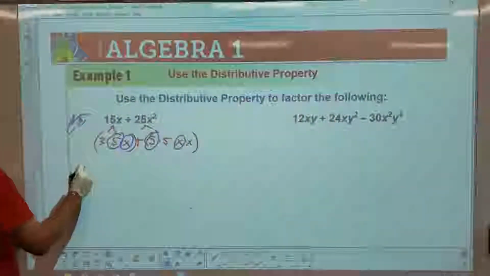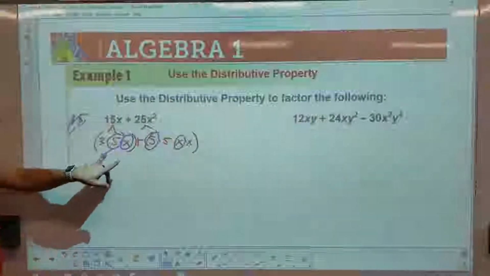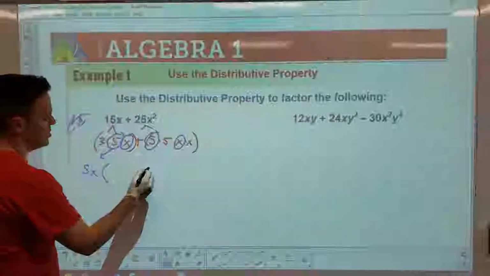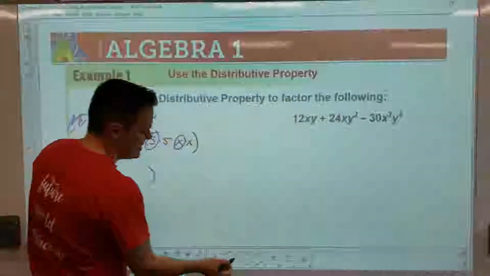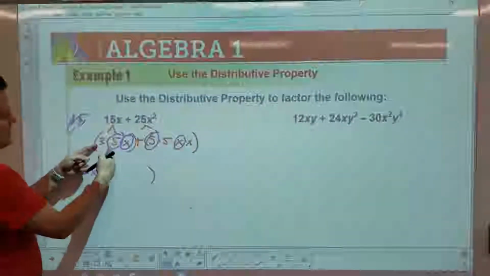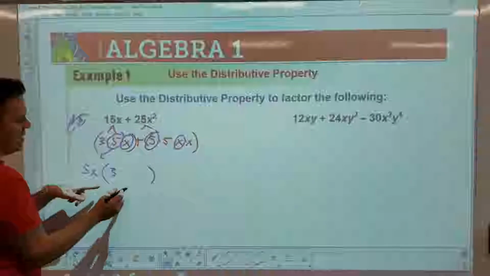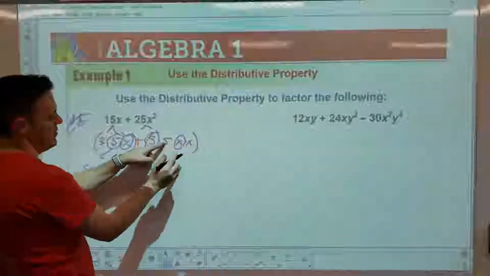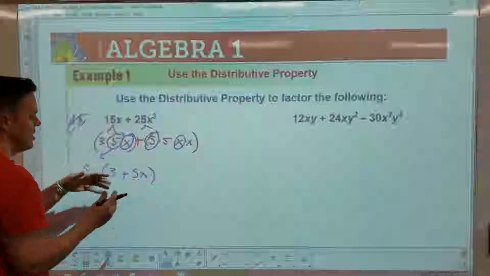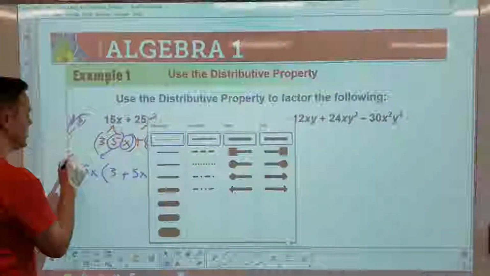So what we do then is you take what they share together, I'm writing it in blue, and you factor it out. And what we're going to do is leave right down here what's left behind. So what is left behind on this? The only thing that's left behind is a 3. And then the only thing that's left behind on here is a 5. So it's plus 5x.